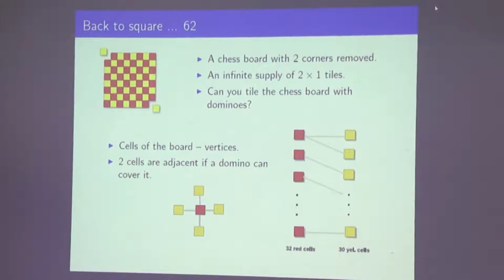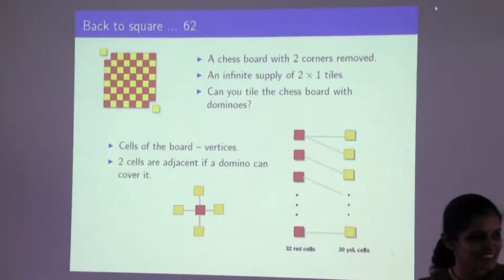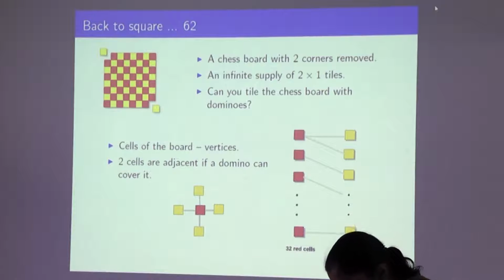You can go back and ask what happens if I remove any two yellow cells or any two red cells anywhere. Can I still tile it? Can I still not tile it? And so on. There are a lot of these interesting puzzles. Not all of them can be solved using matching, but there is a whole area of chessboard puzzles. Without knowing almost anything about chess, you can look at these puzzles which are interesting in themselves.